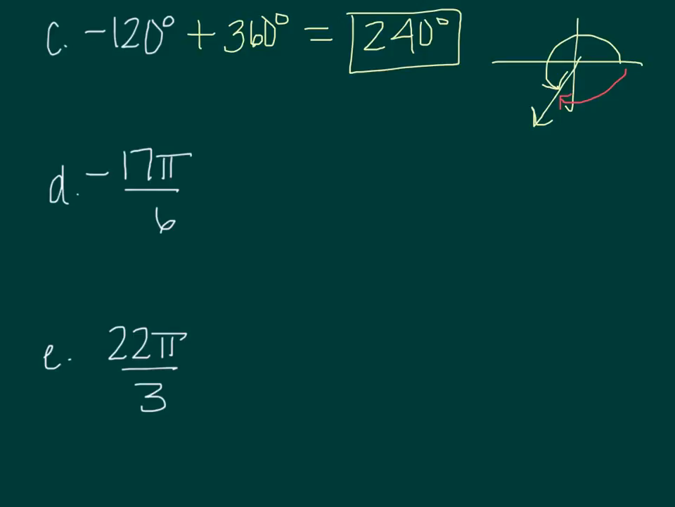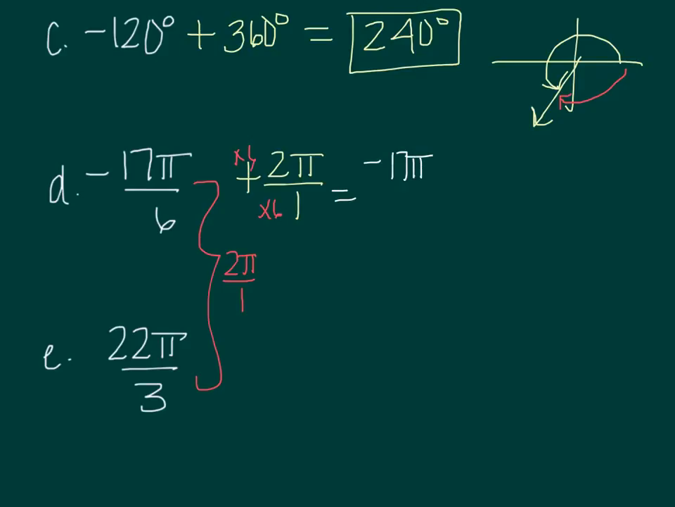D, this is negative again, so we have to add. And as soon as you see radians, you use 2 pi instead of 360. And put it over 1 to help you with the fractions. So we're going to add 2 pi over 1. We have to have a common denominator. So I'm going to multiply the top and bottom by 6. So I have negative 17 pi over 6 plus 12 pi over 6. You're going to notice is negative 5 pi over 6.